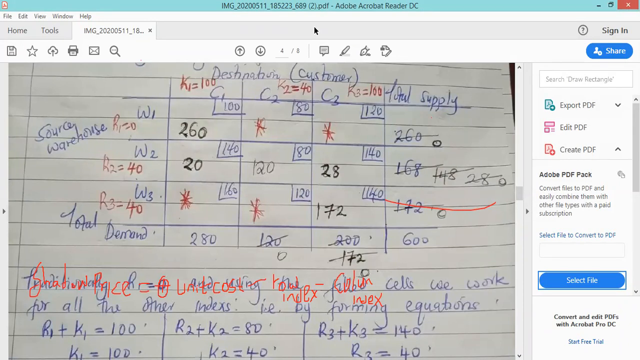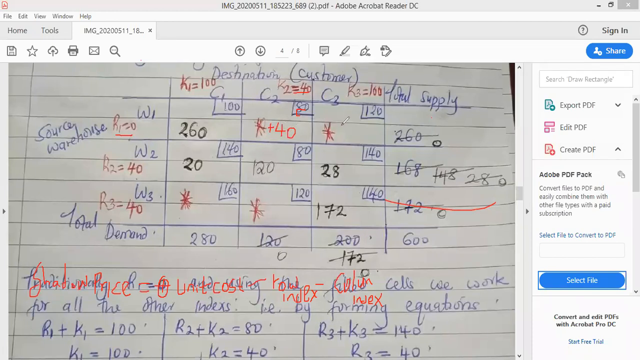How do we do this? We are going to take the value of 80 here. Let's do it inside the table so that it is faster. The value of 80 here, which is positive, we minus the index row-wise, which is 0, and we minus the index column-wise, which is 40. This will give us a figure of positive 40.